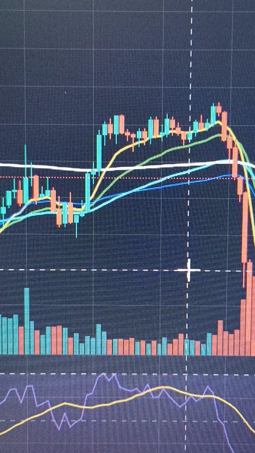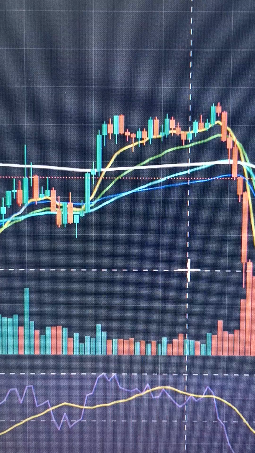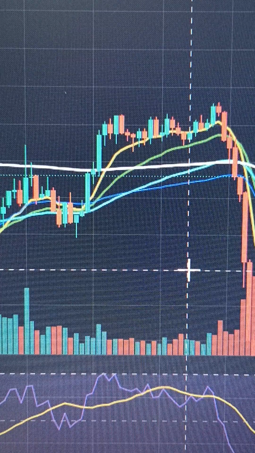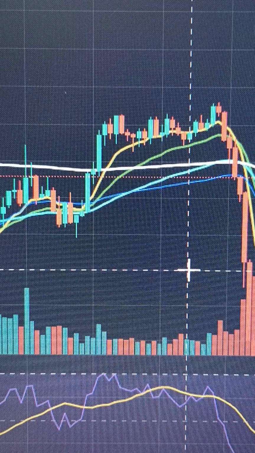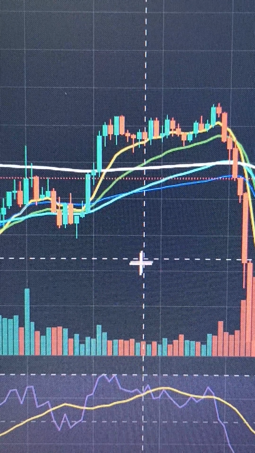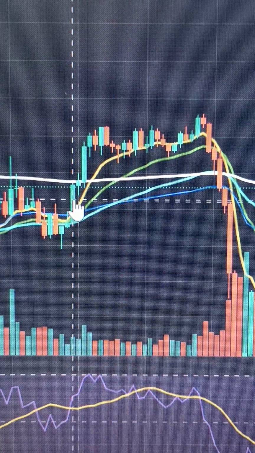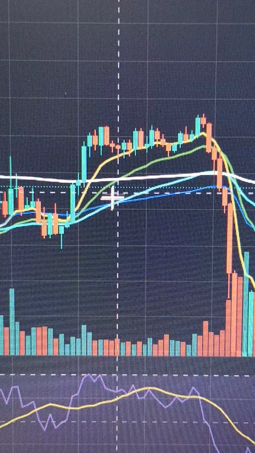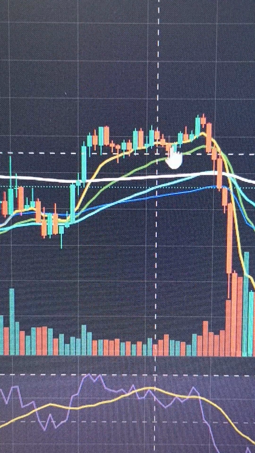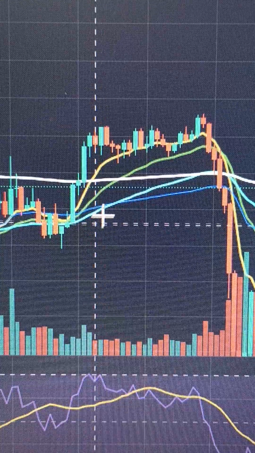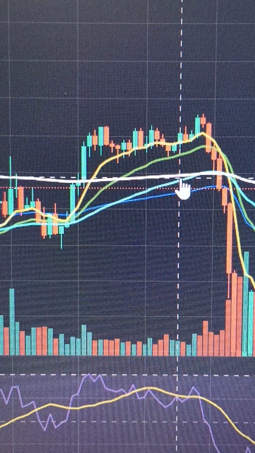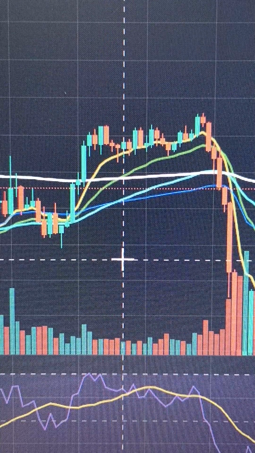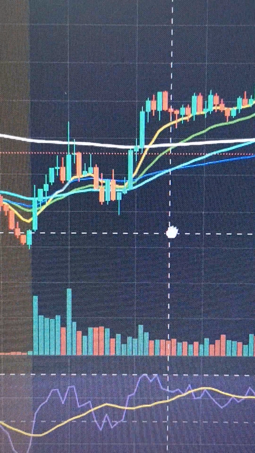EMAs are an extremely helpful indicator in trading. I utilize the EMAs to identify trend continuations and also trend reversals. The EMAs that I use are the 9 EMA, which is this yellow line here, the 21 EMA, which is this green line here, and the 50 EMA, which is this turquoise blue line here. I use the EMAs to identify trend continuations and then also the reversals.